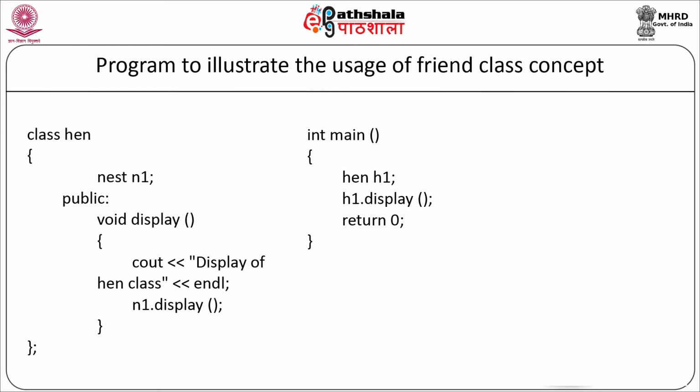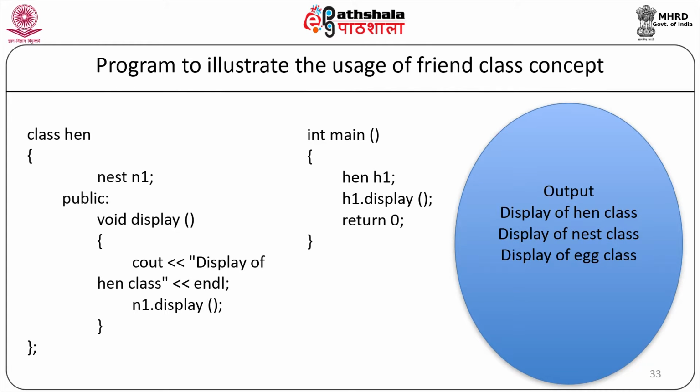Now as you can see here, when we are calling h1 dot display inside the main program, first it will go to the display of the hen class. In the hen class it will go to the display of the nest class. Inside the nest class it will call the display of the egg class. Now when the above code is compiled and executed, it will produce the result as display of first the hen class, then the display of the nest class and the display of the egg class. Just see, we are defining the object, and we are calling the display of those respective classes.